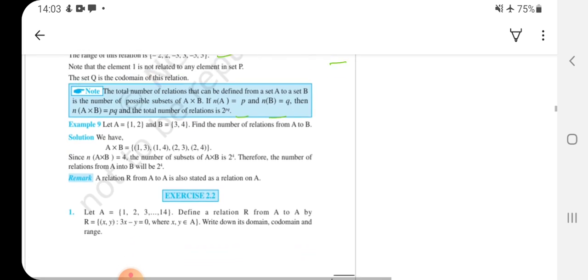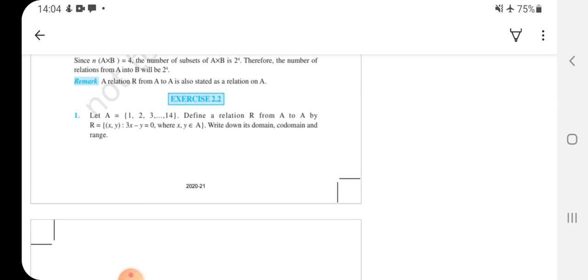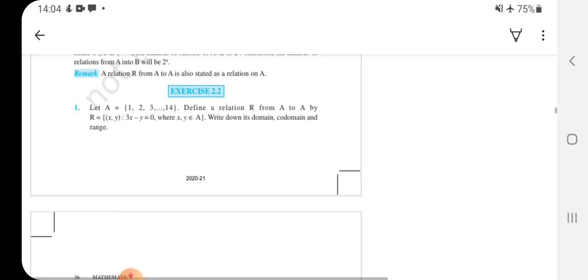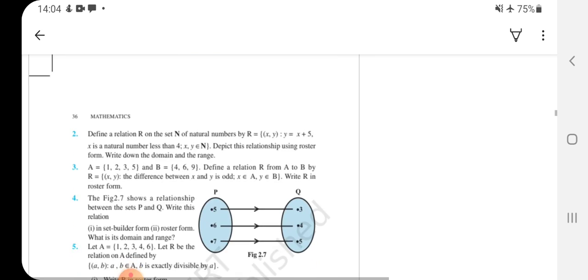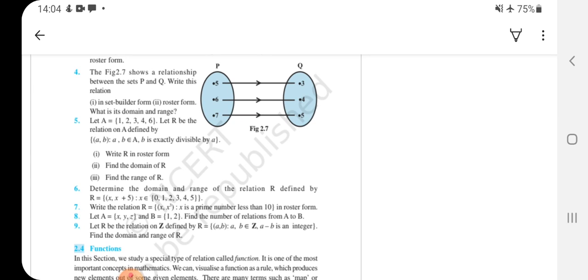So this was your whole topic for relations. In this exercise, you will face examples based on these only, and you just have to find the relations, domain, codomain and range, right? Or else you have to find the number of relations from any set A to any set B.